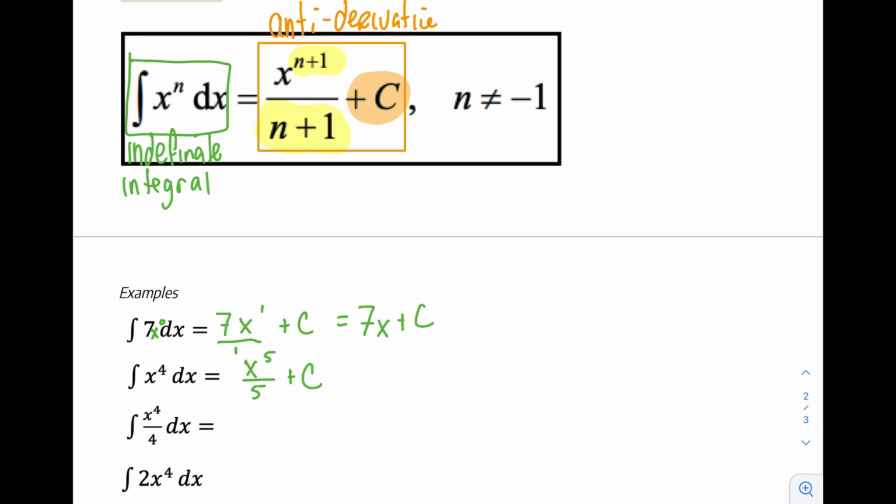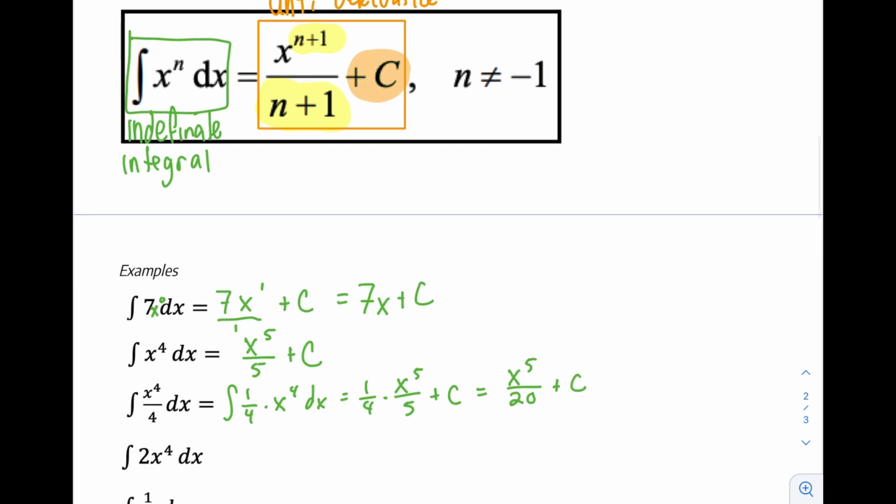Next, x to the power of 4 divided by 4. Now this is the same thing as saying 1 over 4 times x to the power of 4. So I can take the 1/4, pull it out, and then I just ask myself, what is the integral of x to the power of 4? And the integral of x to the power of 4 is x to the power of 5 over 5. I've integrated, so I can add a plus c. And therefore I can simplify this, and I get x to the power of 5 divided by 20 plus c.